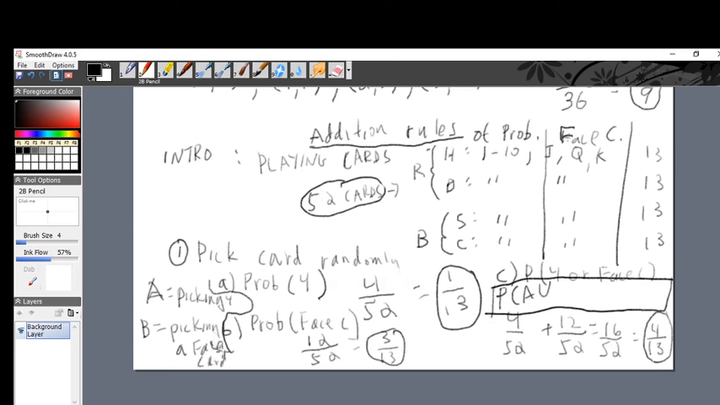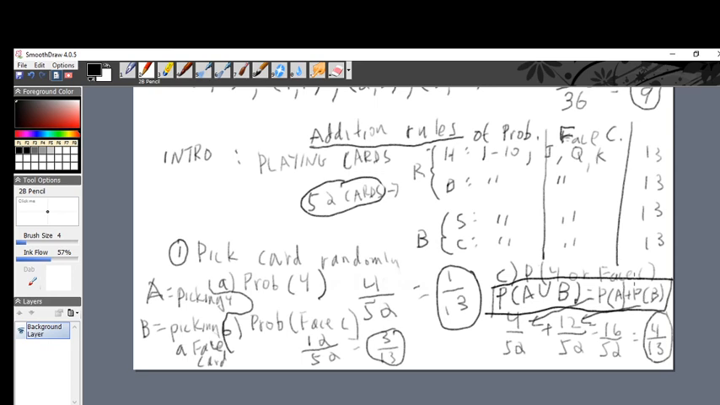What's the probability of picking a 4 or, there's that union symbol, picking a face card? A is picking a 4, B is picking a face card. The probability of A or B is equal to the probability of A plus the probability of B. The probability of A is right over here, and the probability of B is over here. Add them together, and that's how you get your answer.